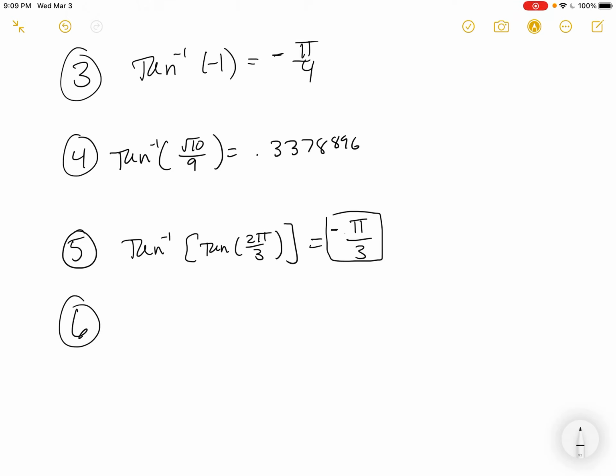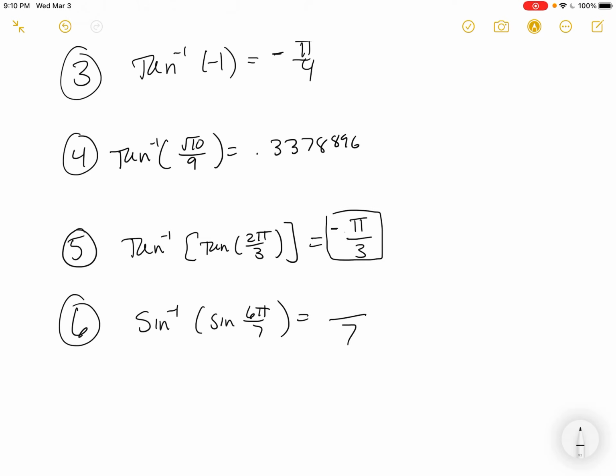Six, sine inverse of the sine of 6 pi over 7. Well, 6 pi over 7 is in what quadrant? Well, that's the second quadrant. So sine of a second quadrant angle, is it positive or negative? Well, it's positive. Okay, and so because it's positive, sine inverse is going to go to a pi over 7 angle where it's positive. Well, that's in the first quadrant.